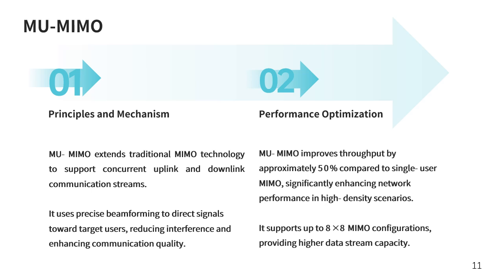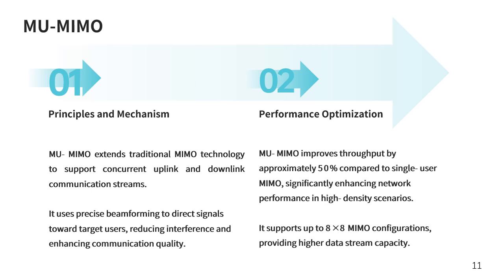maximizing signal strength. For the performance optimization, compared to single user MIMO, MU-MIMO boosts throughput by about 50%, especially in crowded environments like stadiums or office buildings. It supports up to 8x8 MIMO configurations, dynamically increasing spatial streams and data capacity.